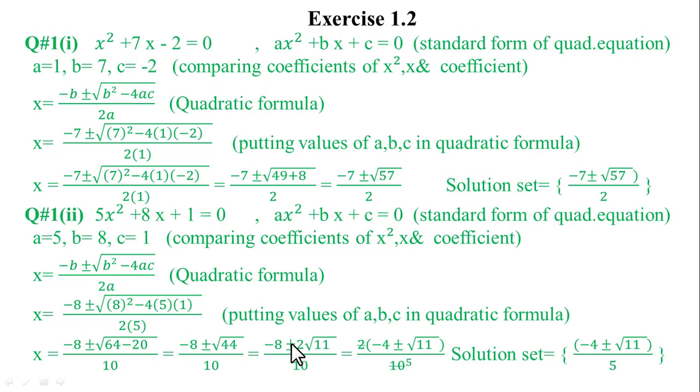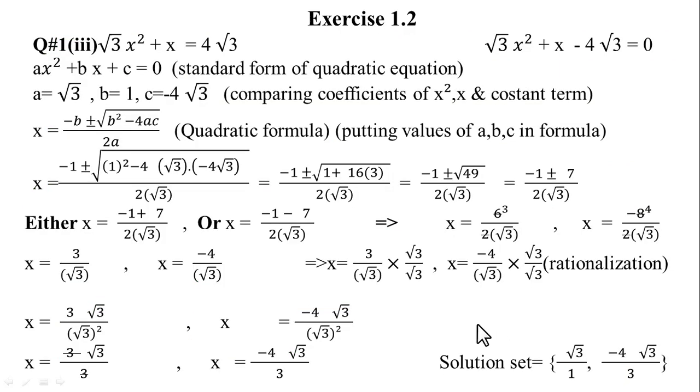Now we have minus 8 plus minus 2 into square root of 11, because 44 is 4 multiplied by 11 and the square root of 4 is 2. So taking it outside, we get minus 8 plus minus 2 into square root of 11, divided by 10. Taking 2 common, we get minus 4 plus minus square root of 11, divided by 10. 2 ones are 2 and 2 fives are 10. So the solution set of the given equation 5x square plus 8x plus 1 is minus 4 plus minus square root of 11 divided by 5. Now move to the next question, question number 1 in part 3.